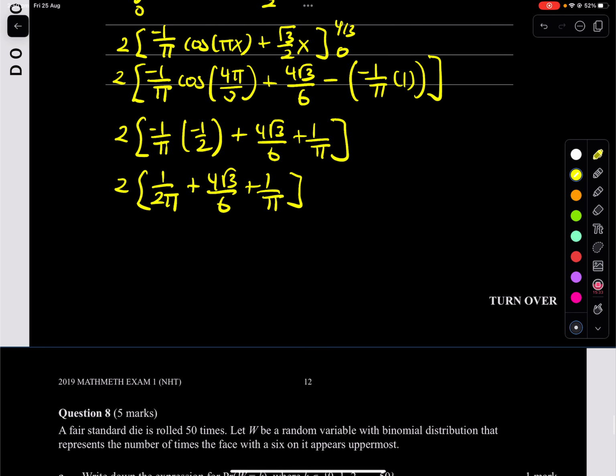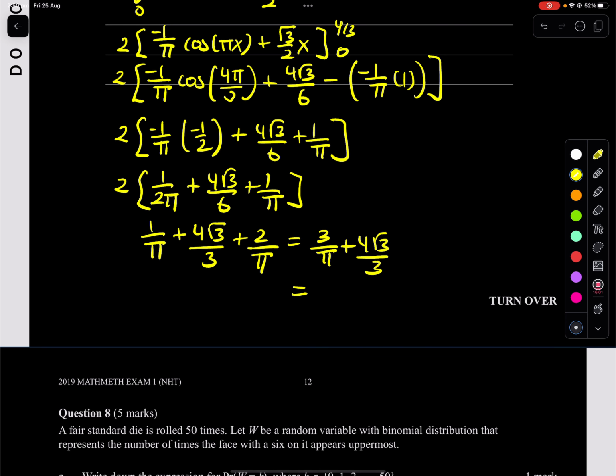And multiply that 2 by everywhere, it'll be just 1 pi plus 4 on 3 plus 2 on pi. Is that right? Yeah, so 2. And if I pull that 2 here. Okay. This simplifies to 3 pi plus 4 root 3 of this, which is 9 plus 4 root 3 pi all over 3 pi.